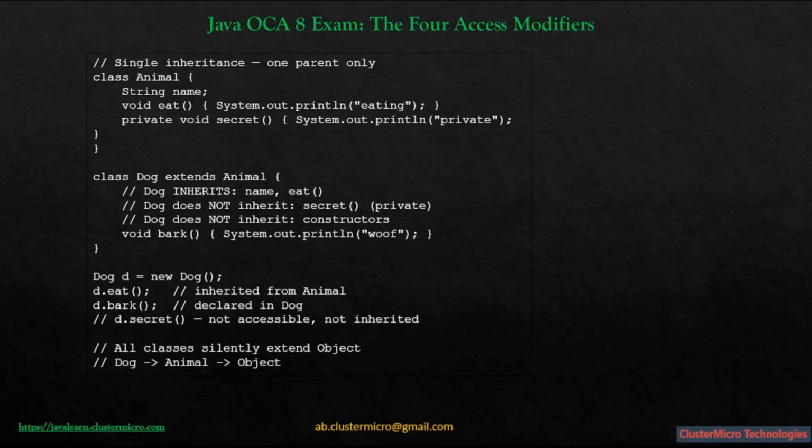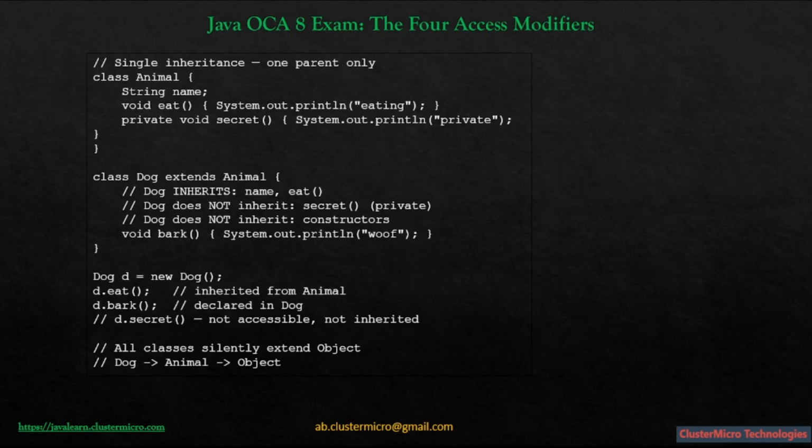So if you see this code here, we have class Animal, with String name, void eat, and private void secret, and then class Dog extends Animal, with void bark. When Dog extends Animal, it receives everything that Animal has, with two specific exceptions. Dog inherits name and eat automatically, and no extra code is needed. Dog can use them as if they were declared inside Dog itself.